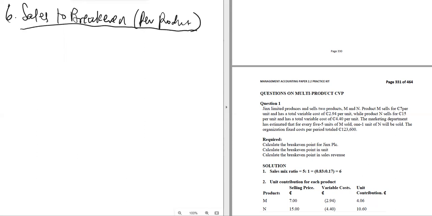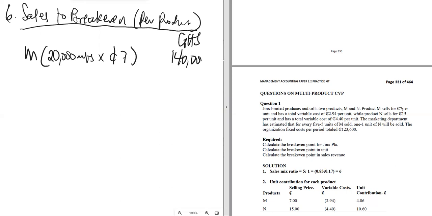So what I can do is that if I want to get the sales for product M, I know that the break-even units are 20,000 units, and the selling price for this product is what? 7 cedis. So if I multiply by the 7 cedis, that's 20,000 by 7 cedis. That means I must make revenue of 140,000 Ghana cedis to break even.